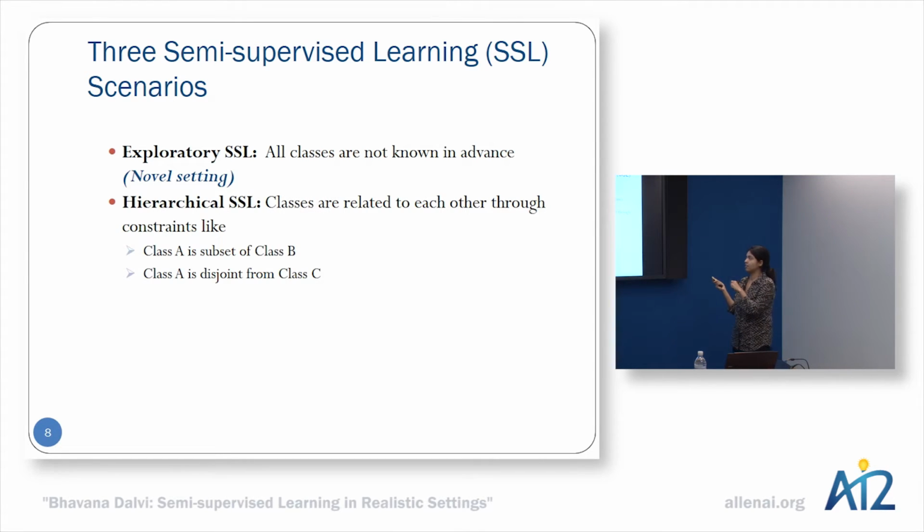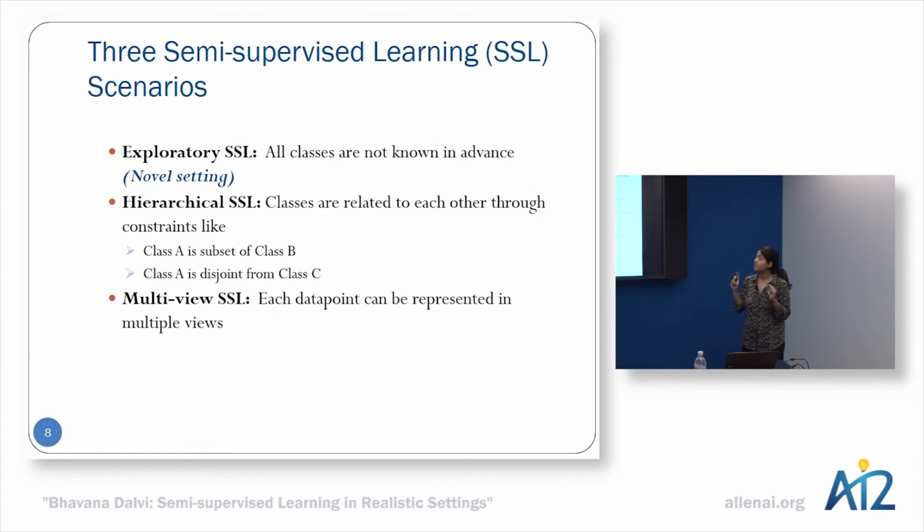The second scenario is where the classes are arranged in a hierarchy, or they have constraints like class A is a subset of class B, or class A is disjoint from class C, and we would like to do better learning in this case. The third setting is where each data point can be represented by multiple views. And if this is very abstract, I am going to give you examples for each of them.